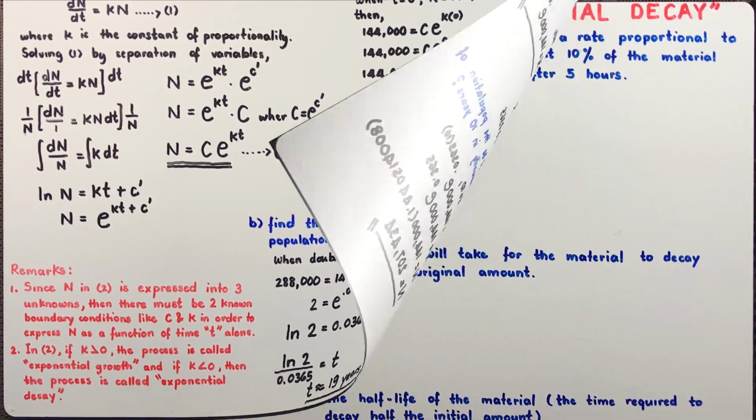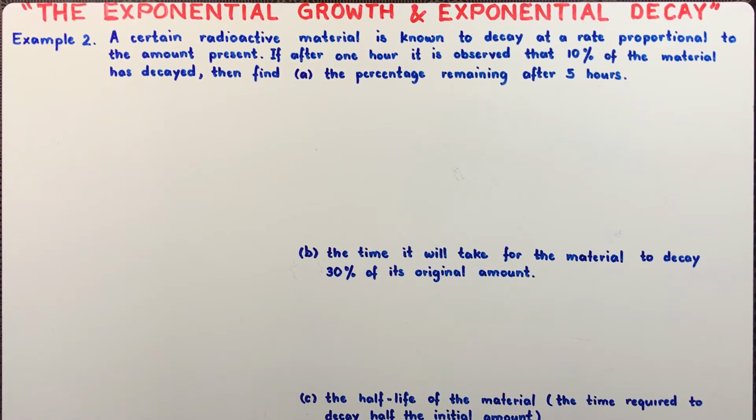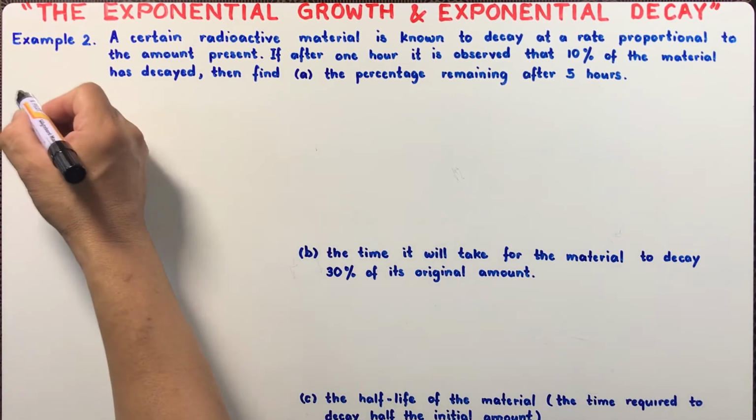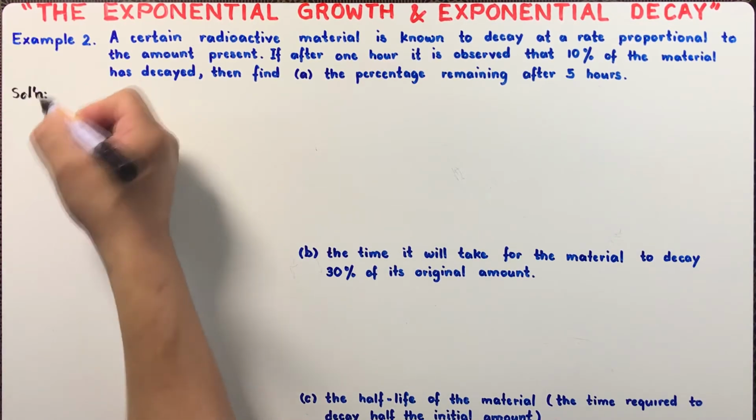Now let's proceed to our example number 2 here. A certain radioactive material is known to decay at a rate proportional to the amount present. If after 1 hour it is observed that 10% of the material has decayed, then find the percentage remaining after 5 hours.